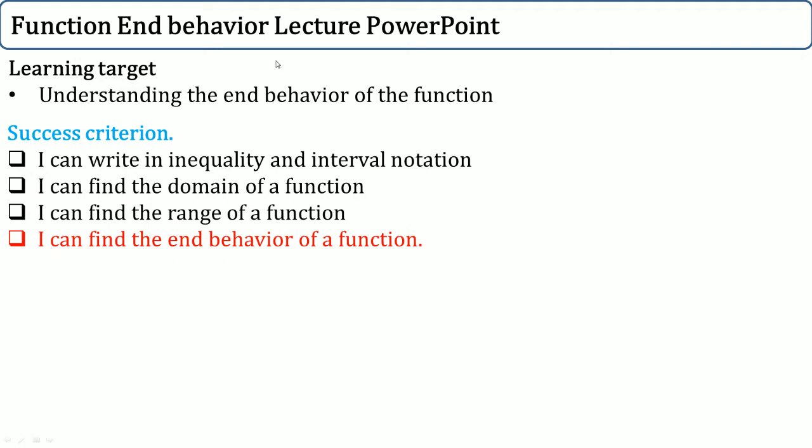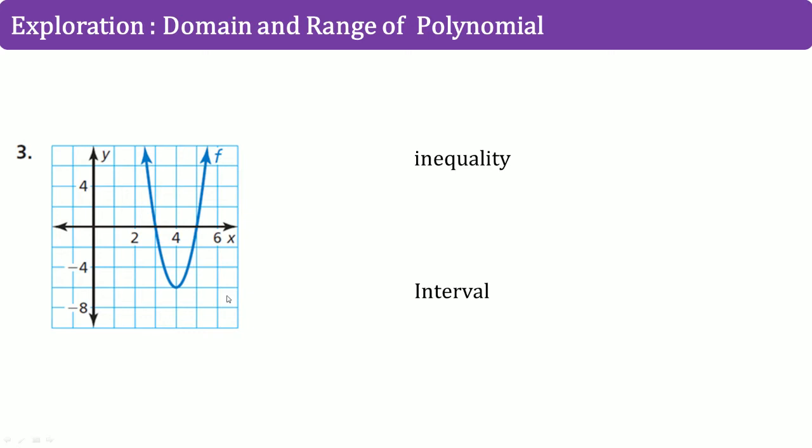function. But before we get to end behavior, I want to cover some questions on the domain and range. That's why these three first success criteria are here. You're going to be writing the domain and range in inequality and in interval notation. We'll start off with looking at an expression of the domain and range of a polynomial.